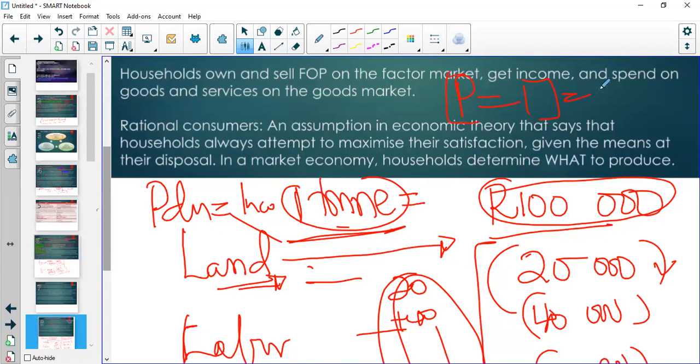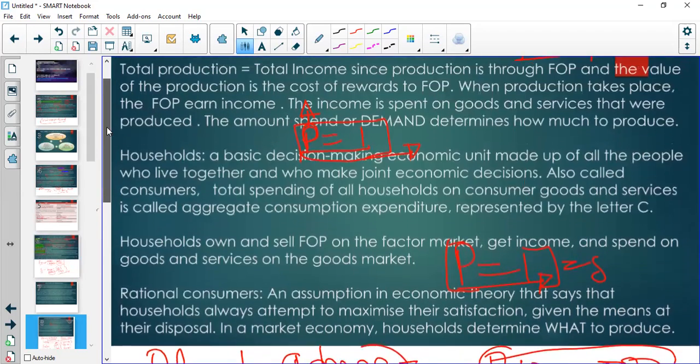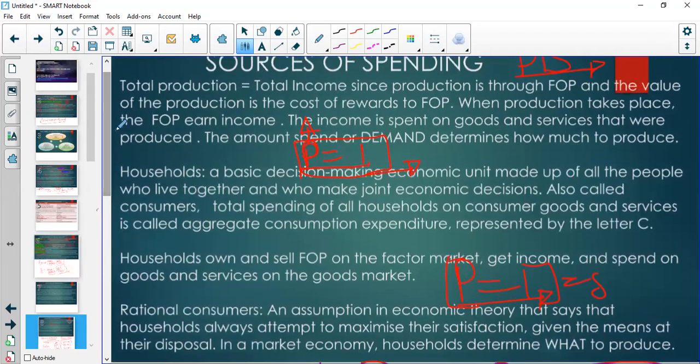But that's not the same as spending, because sometimes people do not spend all the income. They're going to save some of that income. So production should be equal to income at all times.